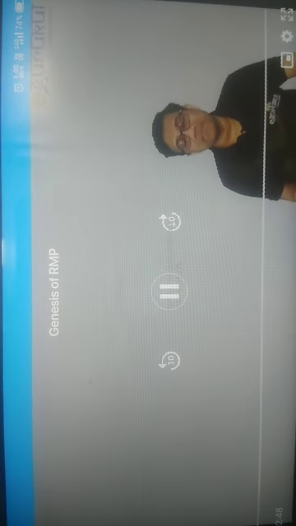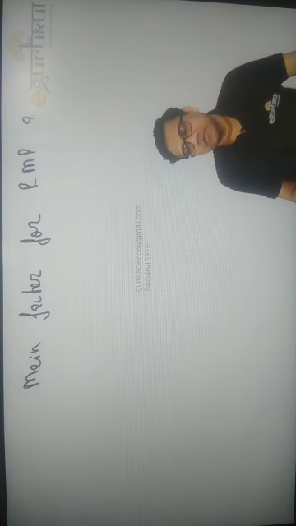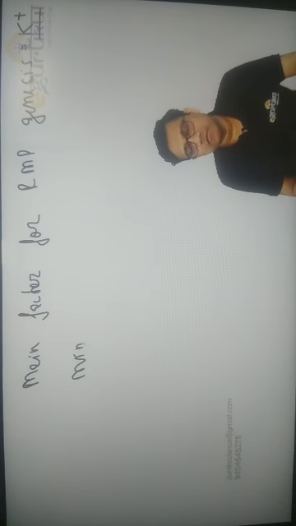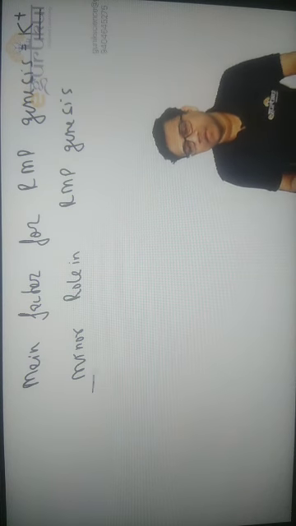Factors affecting the RMP. Now, as we know, the main factor in RMP is potassium. So if they ask you what is the main factor for RMP genesis, the answer would obviously be potassium. Why? Now we see the minor roles in RMP genesis. The main role is obviously potassium.